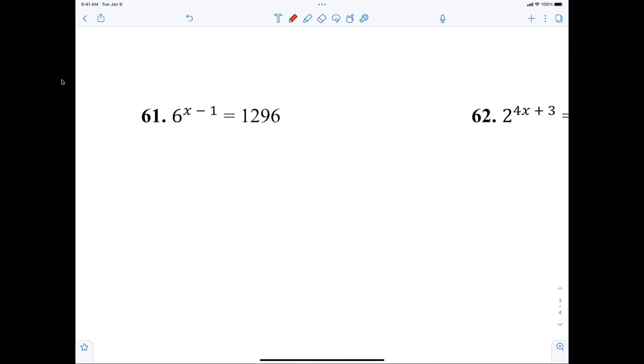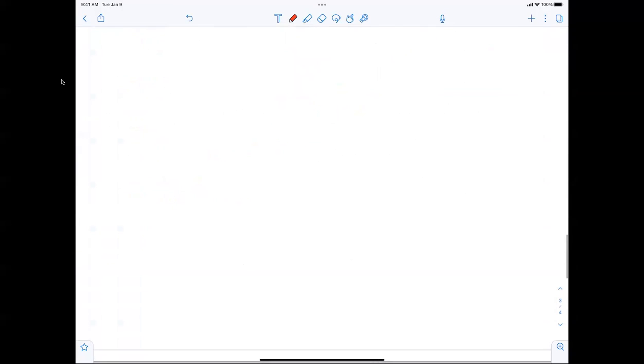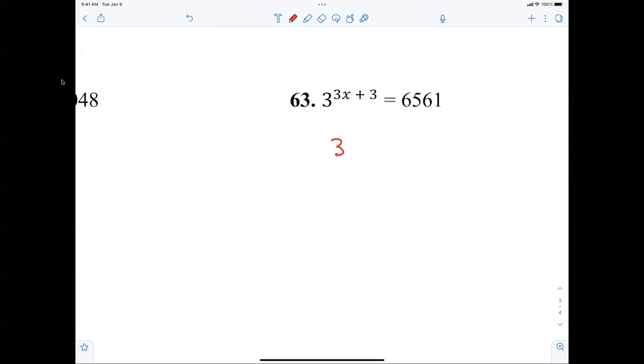61. 6 to what power is 1296? So what does x equal? All right, and last one. 3 to what power is 6561? What is it? Is that 8? It's okay. X equals, say it again. 5/3 is what I'm thinking. X equals 5/3. Is that good? Practicing mental math?